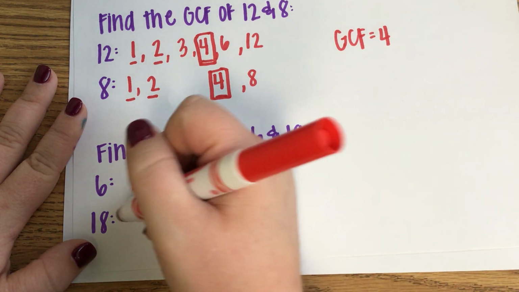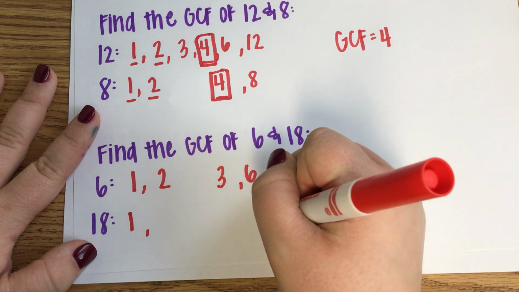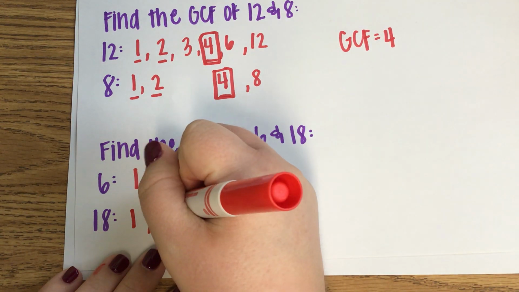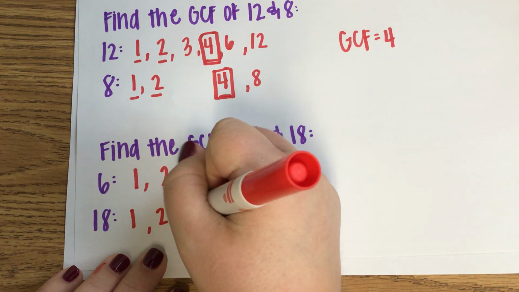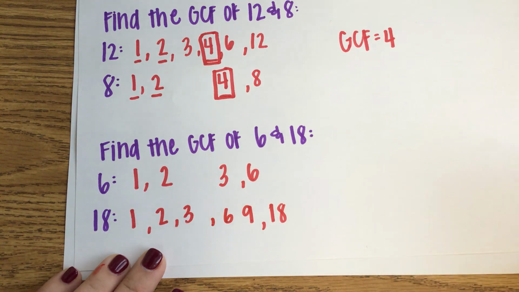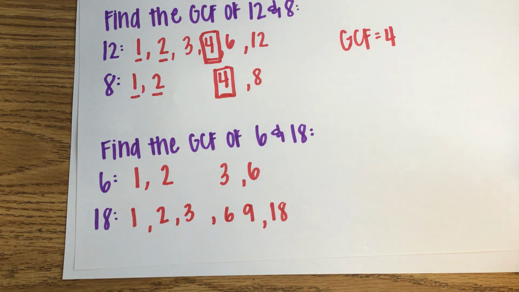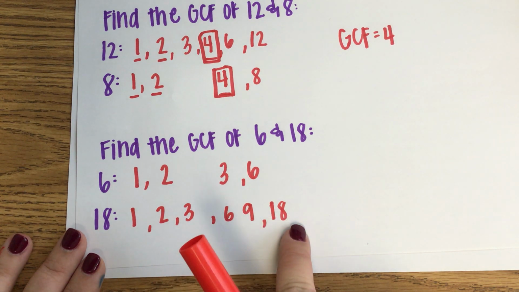Now I'm going to look at 18. 1 and 18, 2 times 9, 3 times 6, 4 cannot, 5 cannot. So I'm all done. My factors for 18 are 1, 2, 3, 6, 9, and 18.